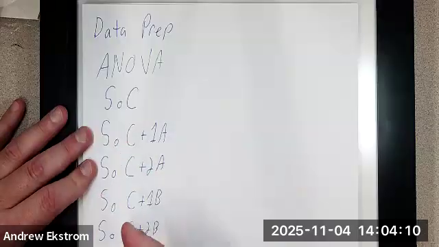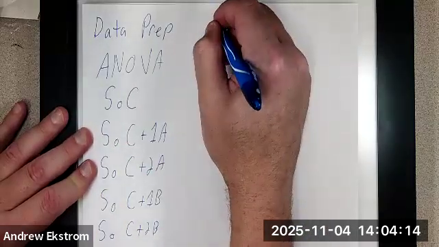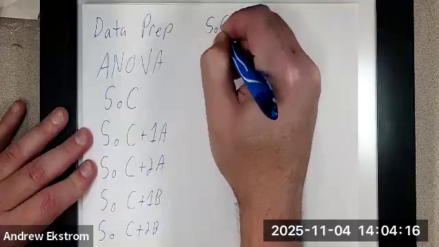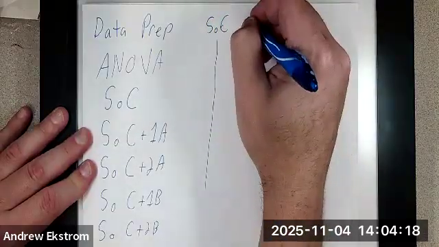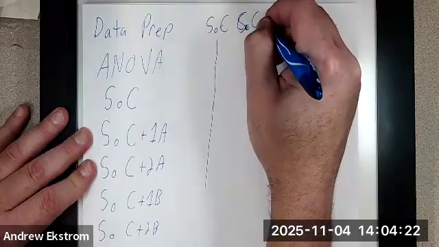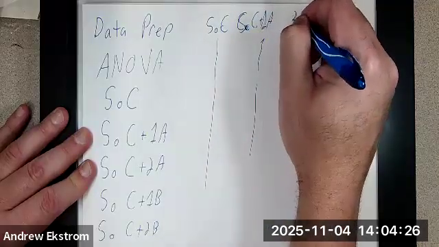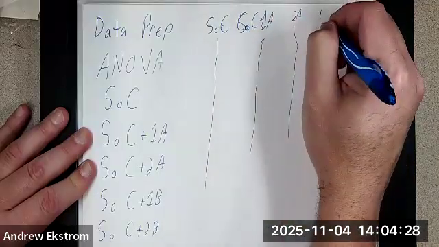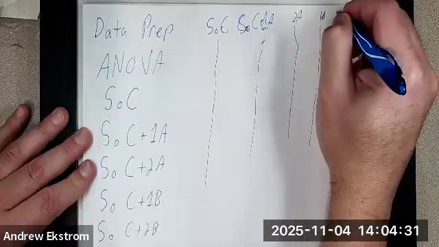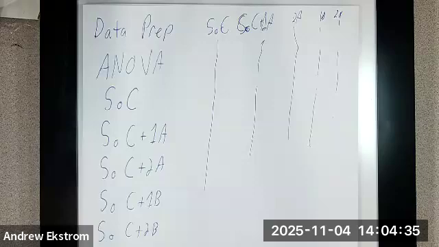Because of how I've got all of these things set up, getting back to data prep, if I gave you all this data for ANOVA analysis, you would have a column for standard of care, a column for standard of care plus 1A, then 2A, 1B, 2B, and so on. But that's only if we're going to be doing this in Minitab.